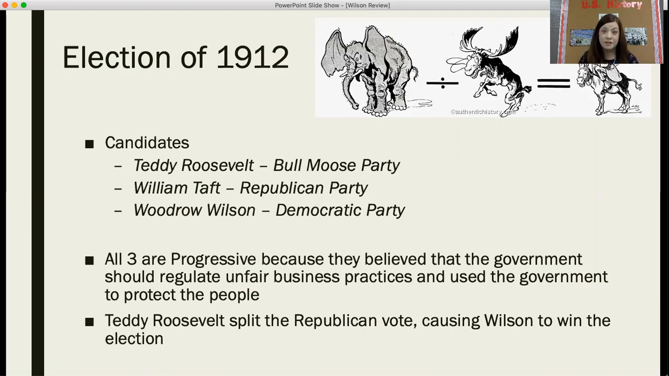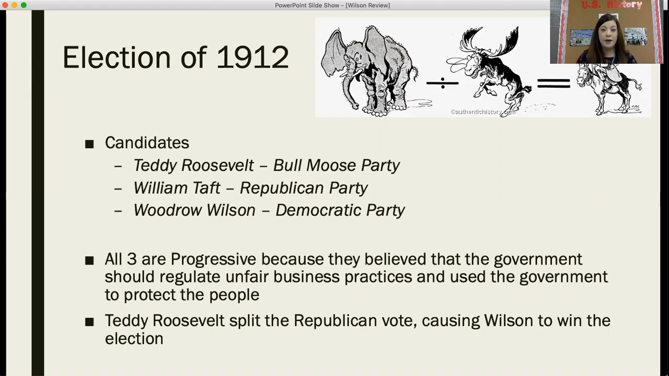Remember Teddy Roosevelt, he has already served 2 terms as president, but he comes back in 1912. He forms a new party called the Bull Moose Party or the Progressive Party. Remember, it was kind of controversial that he's running for a third term. Remember, he's running against his friend, his former party, his hand-picked successor, William Howard Taft. So remember, Taft is a Republican. And then we have Woodrow Wilson from the Democratic Party.